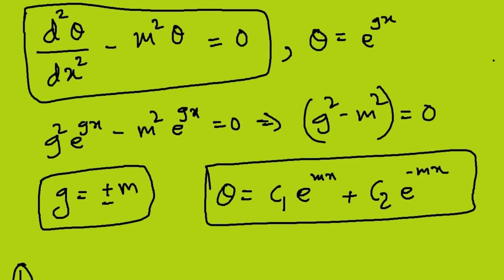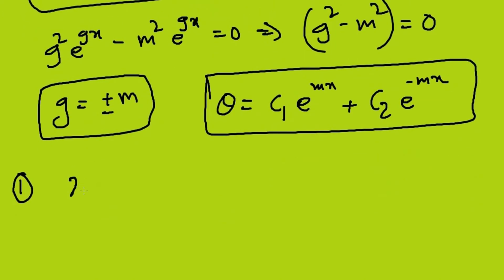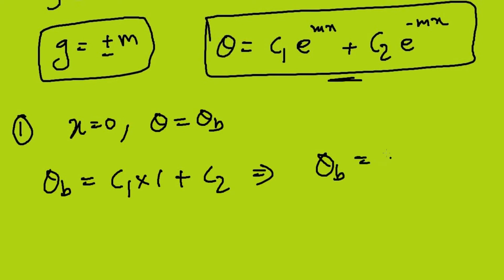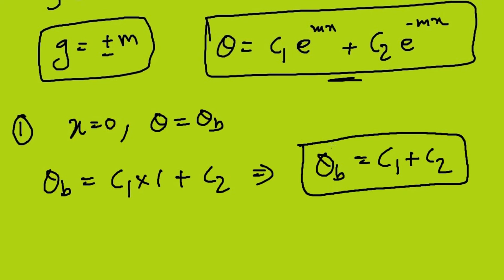So let me write it down. At x equals 0, theta equals theta b. If I replace it in this equation, what do I get? Theta b equals c1 times e to the power 0, which is nothing but 1, plus c2 times e to the power 0, which is again 1. So this is the first equation that I get: theta b equals c1 plus c2. I need one more equation to solve it.